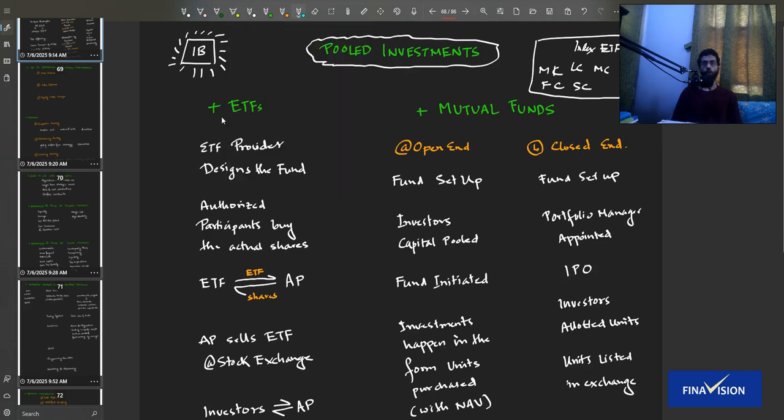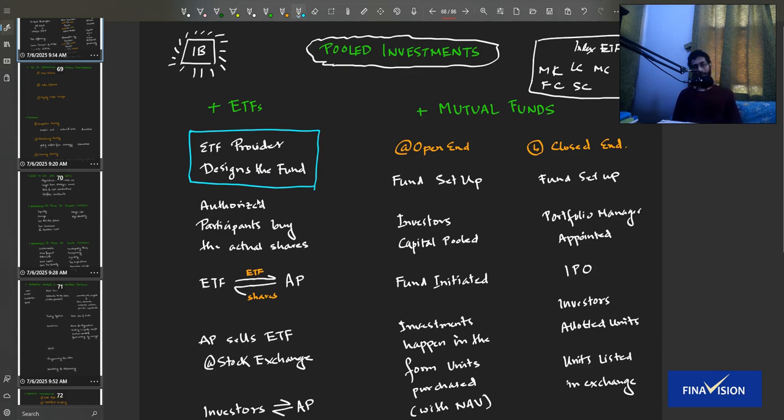First, let us discuss how an ETF is created. So let's say a fund manager designs an ETF. A fund manager or an ETF provider designs the fund. How the portfolio is going to be, which index it is going to track, what is going to be the strategy, what is going to be the tactical deviation limits. All these things have been decided at this stage where the ETF provider has designed the fund.